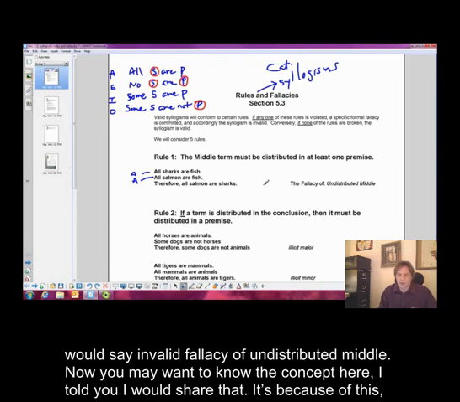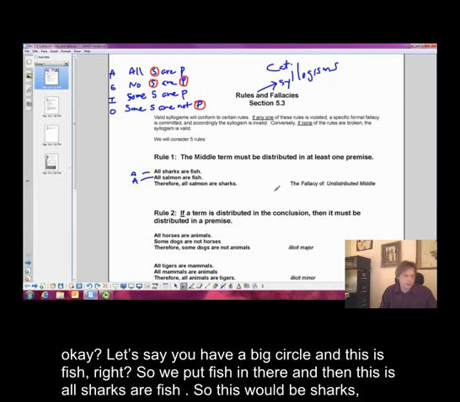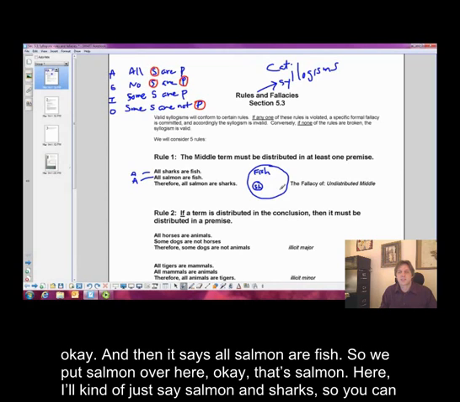Now you may want to know the concept here. I told you I'd share that. It's because of this, okay? Let's say you have a big circle and this is fish, right? So we put fish in there, and then this says all sharks are fish. So this would be sharks, okay? And then it says all salmon are fish. So we'll put salmon over here. Okay, that's salmon. Here I'll kind of just say salmon and shark, so you can see that.